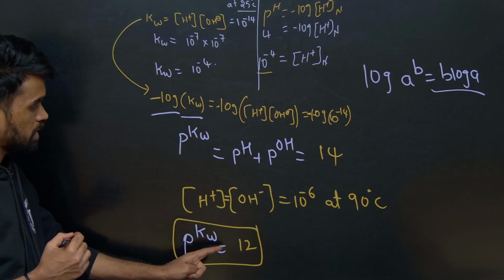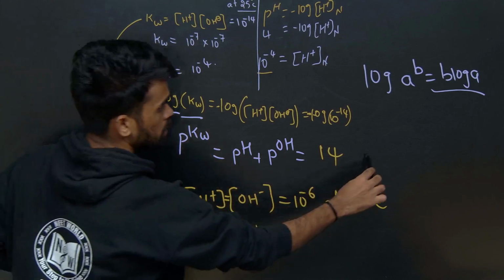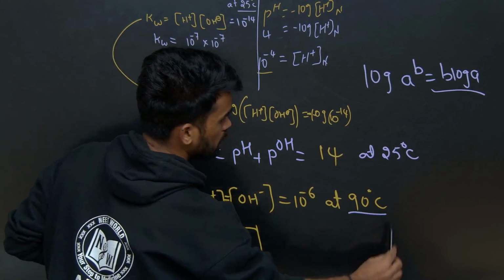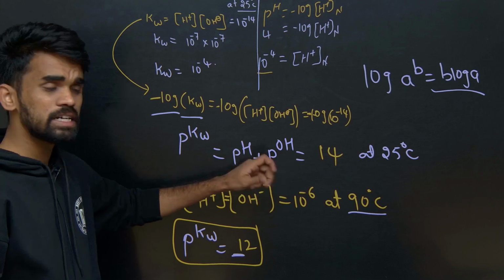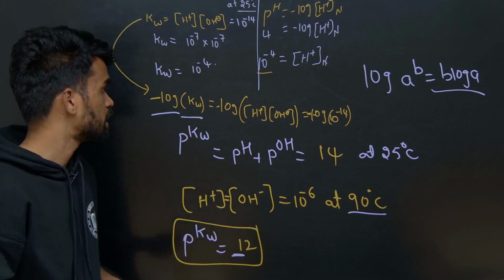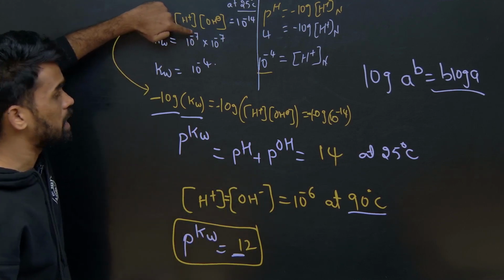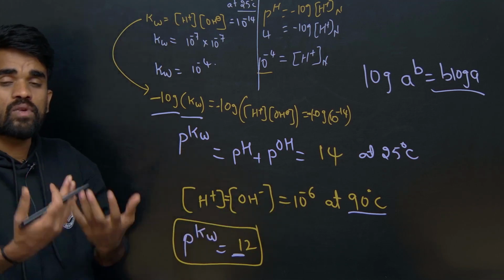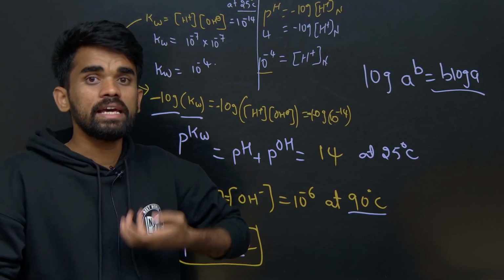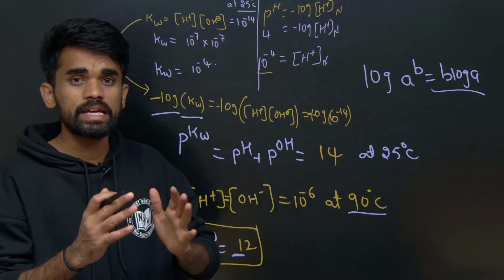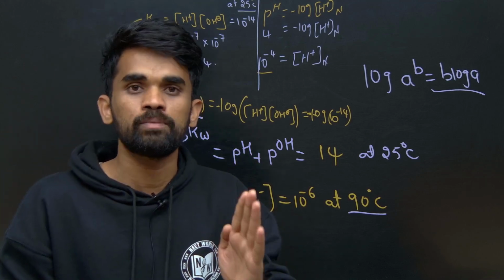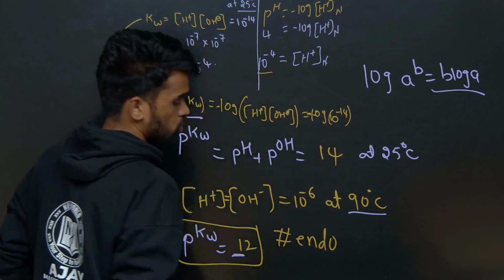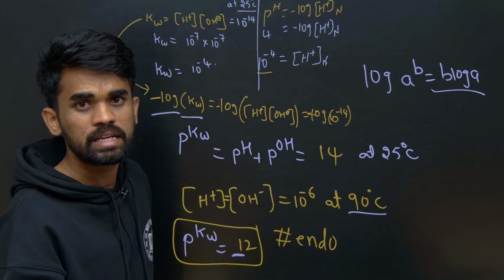Okay, so this is the value, pKw equals 14. This is at 25 degrees Celsius, and this value is at 90 degrees Celsius. See, what is the difference here? Dissociation is increasing. Here the concentration of H plus ion is 10 power minus 7 at 25 degrees Celsius. Here it is 10 power minus 6. It means the concentration of H plus ion and OH minus increases with increase in temperature. So I can say dissociation of water is an endothermic process. You can remember this statement also. Dissociation of water increases with increase in temperature.